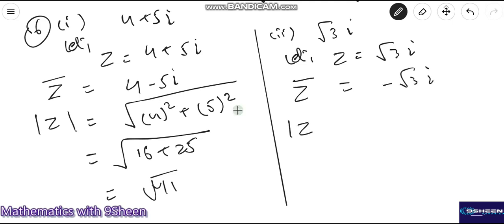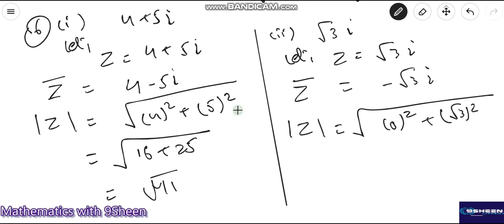Okay, now we have to find the modulus of this. So the real part here is 0 and the imaginary part is root 3. Okay, 0 square means 0, and square and root cancel out, only 3. That's why root 3.